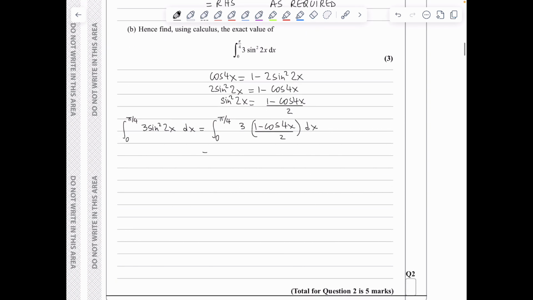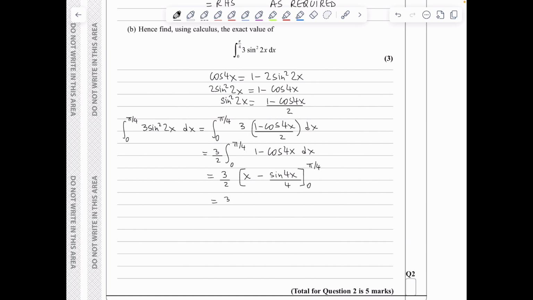So this is going to be 3 over 2 times the integral from 0 up to pi over 4 of 1 minus cos 4x dx. And I will proceed with integrating. So the integral of 1 is simply x, and the integral of cos 4x is sin 4x, and all of it over 4. Remember, we're dividing by the derivative of the argument of sine. The derivative of 4x is 4, and the limits are 0 and pi over 4.